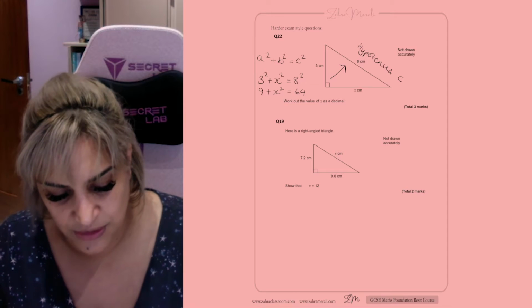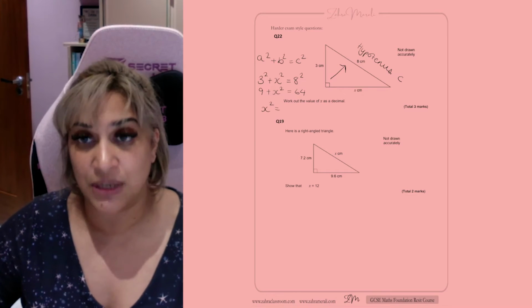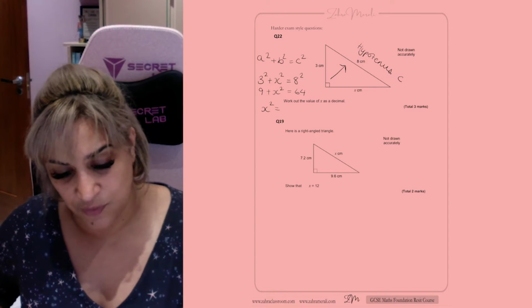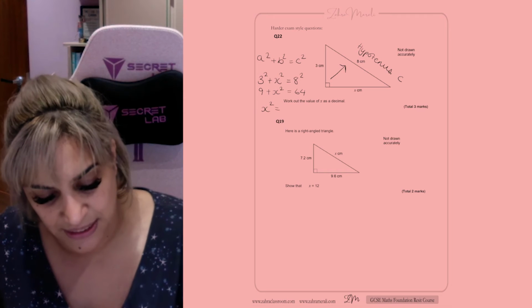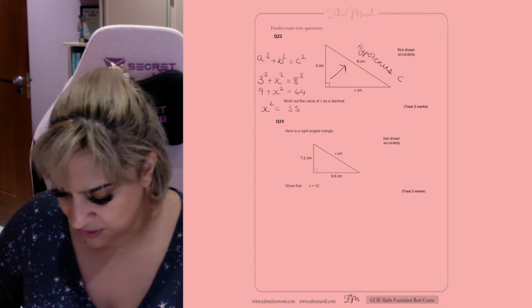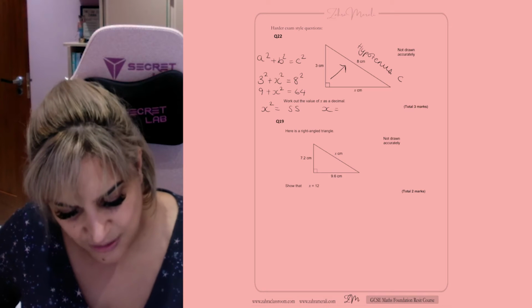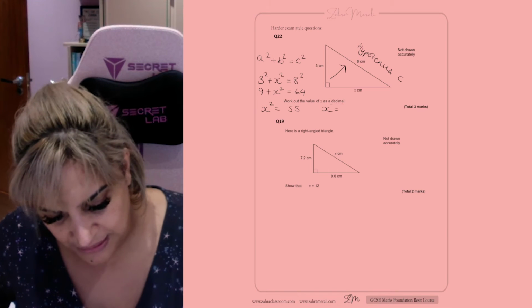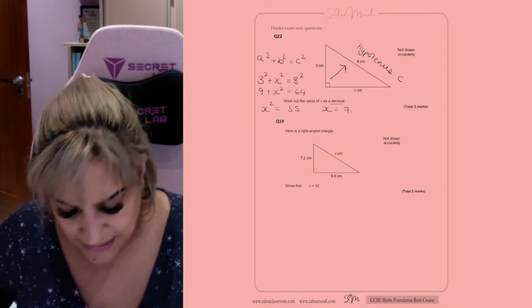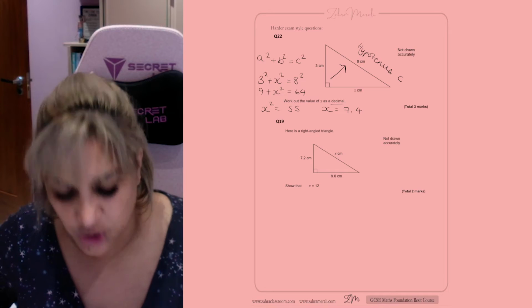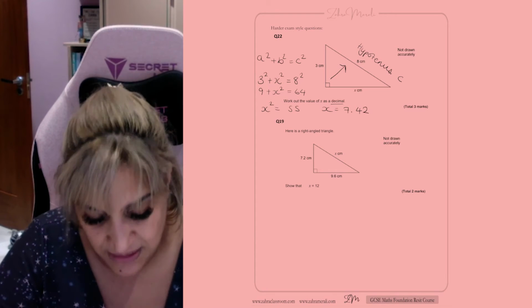We want to get x squared on its own. This was in a calculator paper, so you can do 64 minus 9. So you get x squared is 55. We're going to take the square root to get rid of the squared. And it said it wants it as a decimal. It hasn't told us how many decimal places. I'd probably do 2 or even 3 to be on the safe side. And there we go.